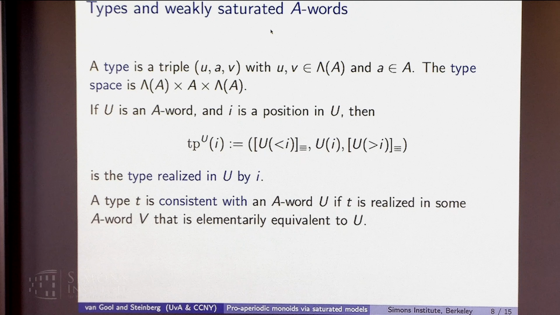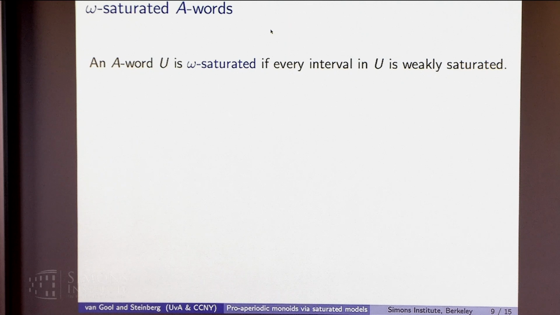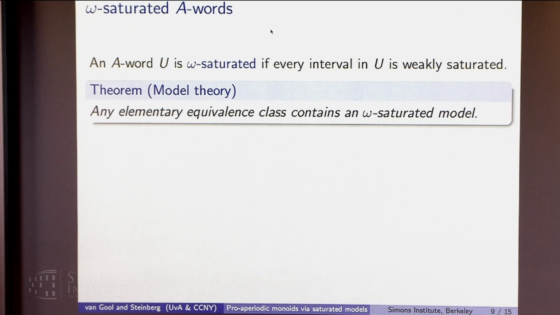Now we call a type consistent if it's realized in some elementarily equivalent word. Okay, so it may not be realized in the word. In fact, a word is what corresponds to weakly saturated if it actually realizes all the types that are consistent with it. We'll have an example on the next slide, because now a word is omega saturated if this holds hereditarily. So that's again omega saturated. There's a model theoretic definition of it. But here it amounts to saying that as soon as you choose an interval, so you choose two positions and you look in between those positions, that should be weakly saturated. That is equivalent to being omega saturated, which would in model theory mean you mark a bunch of positions, but then you can look in each interval. Okay, so now from model theory, any elementary equivalence class actually contains an omega saturated model. So we can actually assume that the points of this pro-aperiodic monoid are just in each class I choose an omega saturated one if I want to, right?